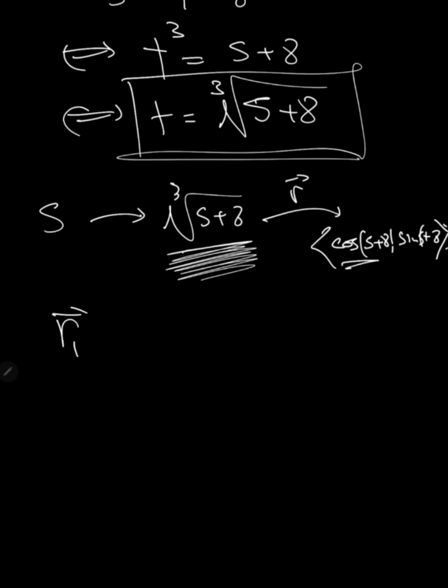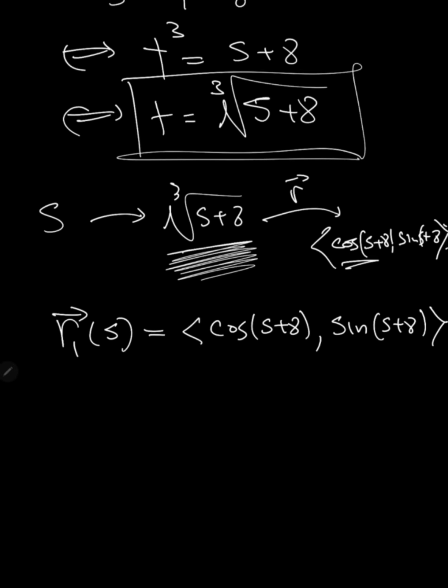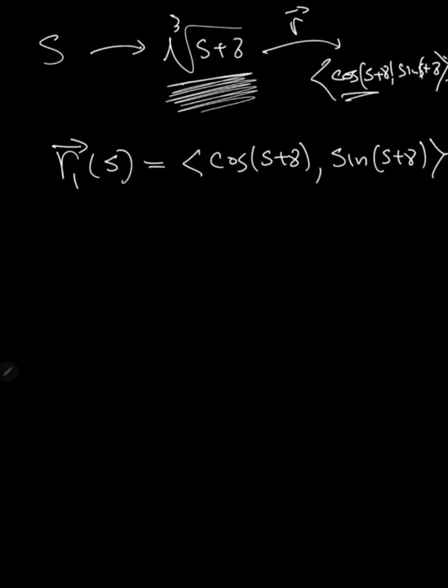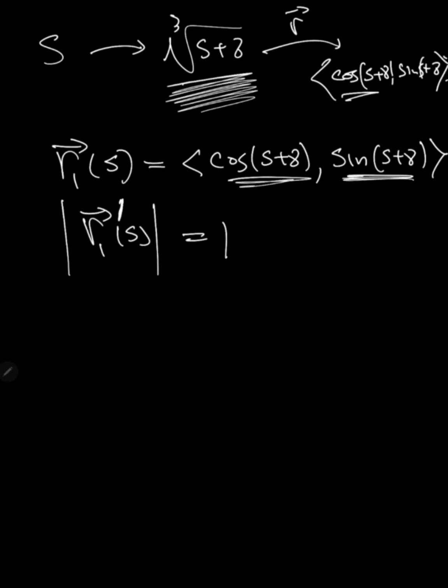That's a little messy, so let me write it over here. R1 of s is equal to cosine of s plus 8, comma, sine of s plus 8. This is supposed to be an arc length parametrization, so if we had done it correctly, the length of the derivative should always be 1. And if you stare at this, it's obviously going to be 1, because when we take the derivatives, we get minus sine of s plus 8, comma, cosine of s plus 8. The length of that, sine squared plus cosine squared, is 1, so we're all set.